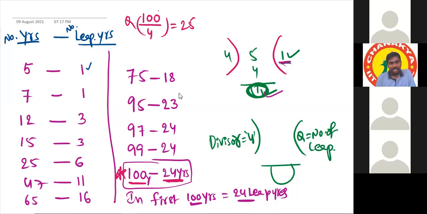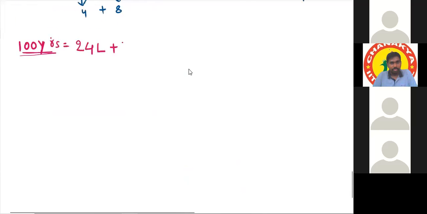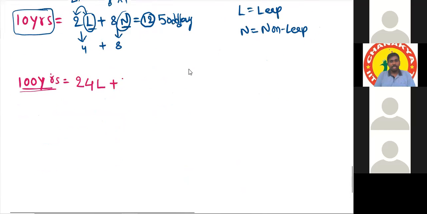But the 100th year is not a leap year, so we have to reduce 1. It's a century, so we have to check divisibility by 400. Because 100 is not divisible by 400, it is not a leap year. So 24 leap years, and the remaining 76 out of 100 are non-leap or normal years.